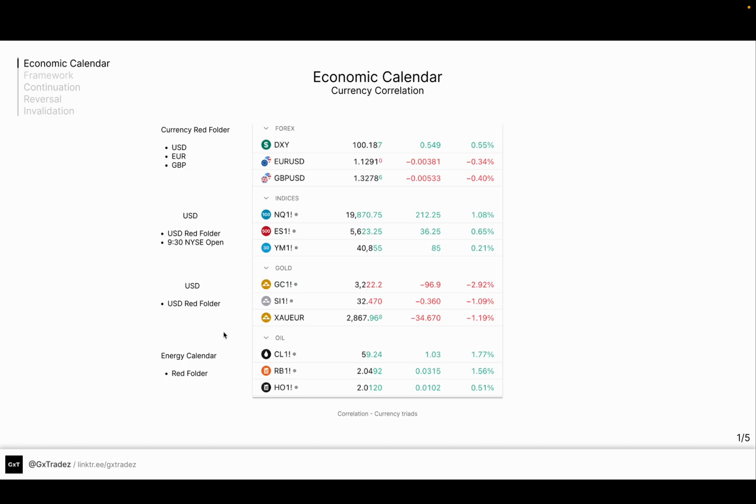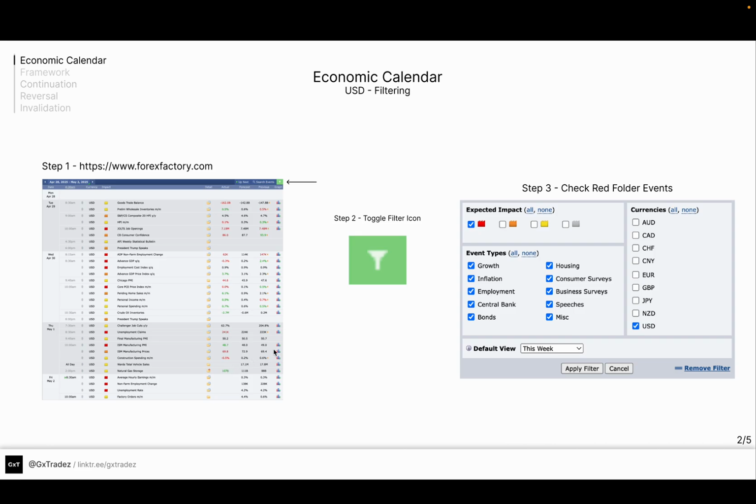And for energy, another misconception I see is that people try to pair USD red folder news events with oil. It doesn't affect oil. Oil has its own economic calendar. It's the energy calendar, and we're only referring to red folder news events within that calendar. So some pretty simple stuff, but you need to understand how to filter the economic calendar. You're going to have these orange, yellow, and white news events that are absolutely irrelevant.